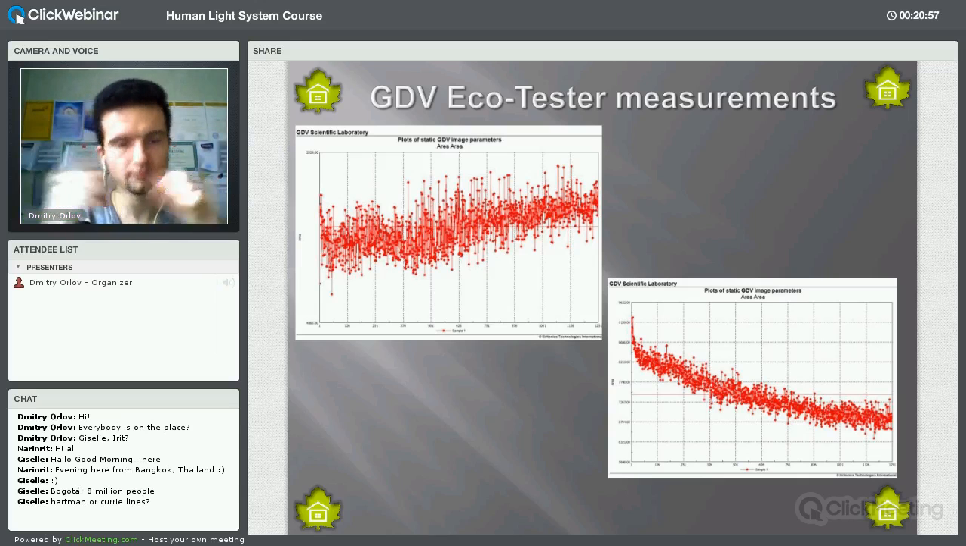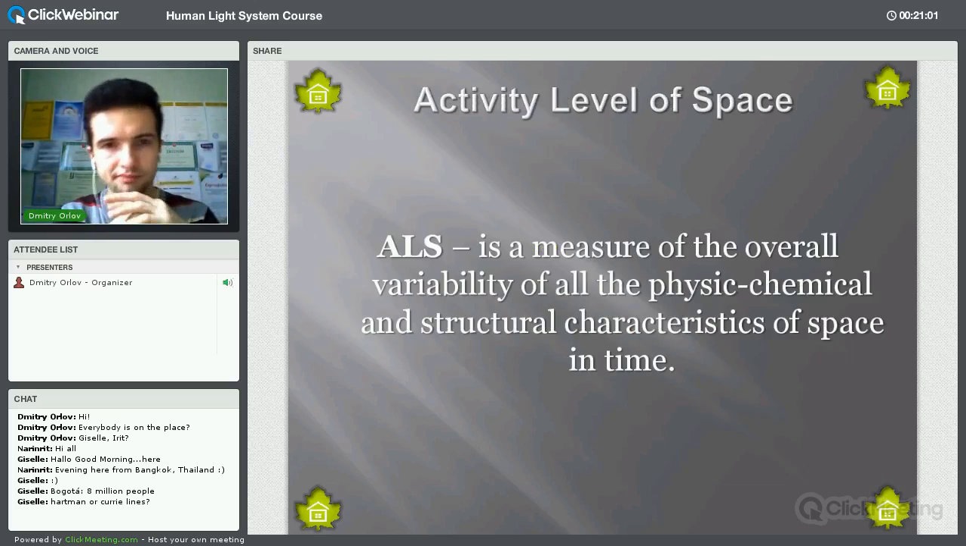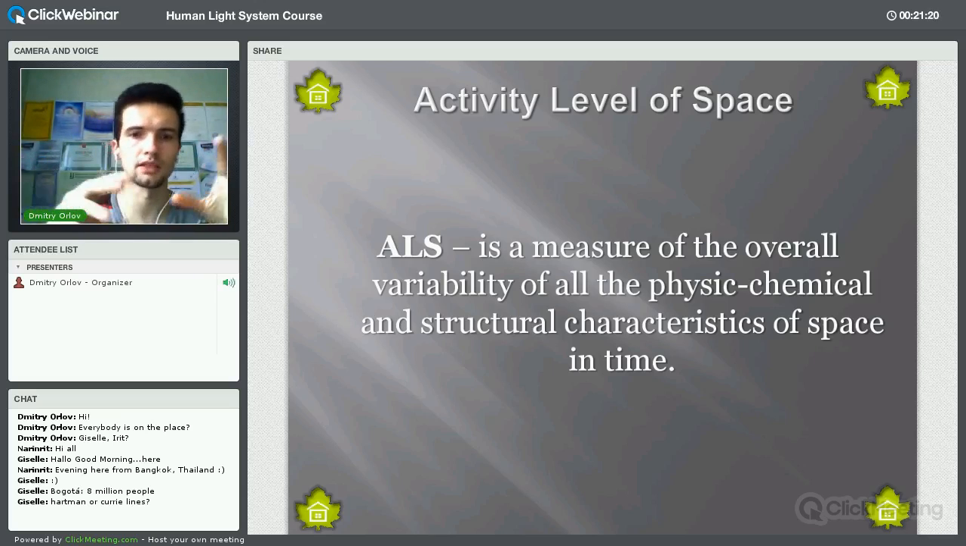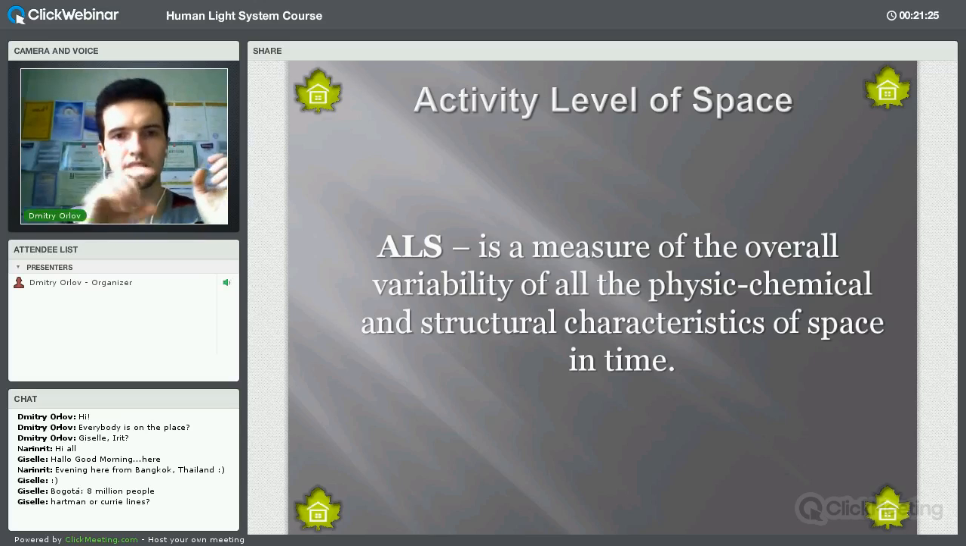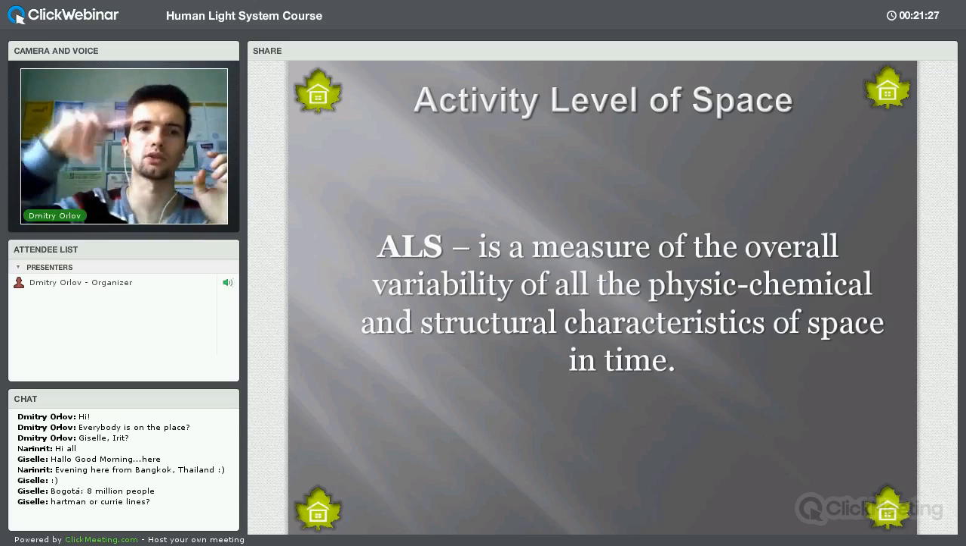By making a lot of tests, I have come to such a formula: activity level of space, or activity level of environment, is a measure of the overall variability of all physical, chemical and structural characteristics of the space environment in time. So it means it gives you a quantitative analysis of what is going on in time.